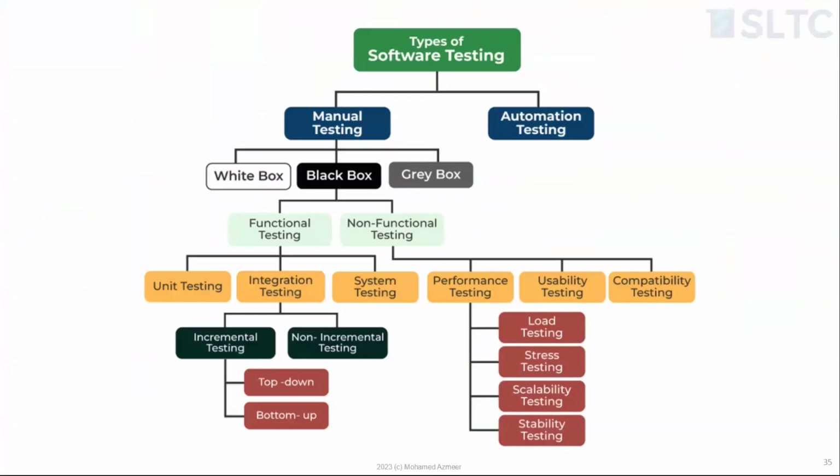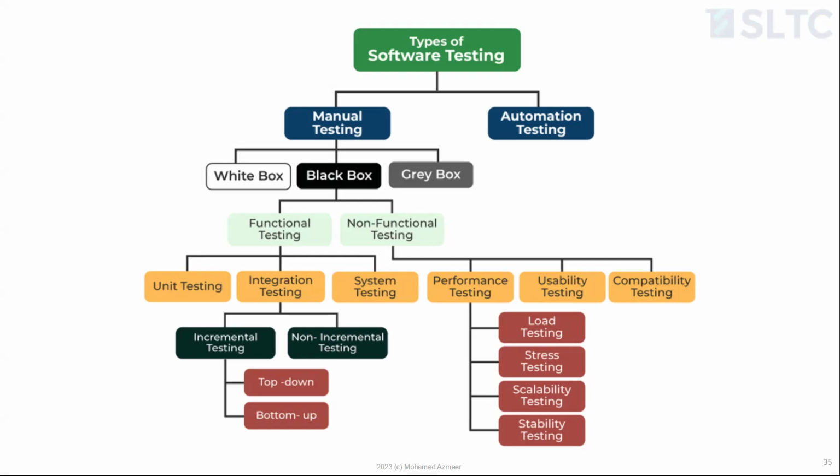Here's another way to look at it from a software testing point of view. So we have manual testing and automated testing. We didn't go to the automated testing yet. So under manual testing, we are looking at white box, black box. There's also gray box, by the way, a combination of these two. Under black box, there is functional and non-functional.